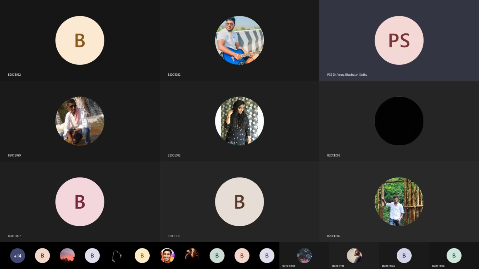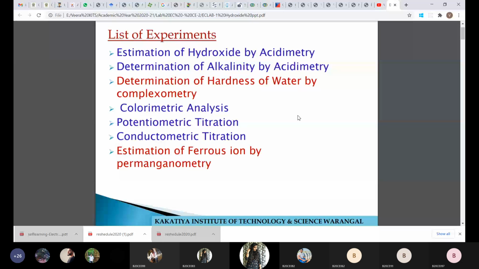Which we will conduct in the lab. So the first one is estimation of hydroxide by acidimetry, the determination of alkalinity. This is also volumetric titrations, and determination of hardness of water. So by complexometric titrations, and colorimetric analysis, potentiometric titrations, and conductometric titrations, and estimation of ferrous ion by permanganometry.